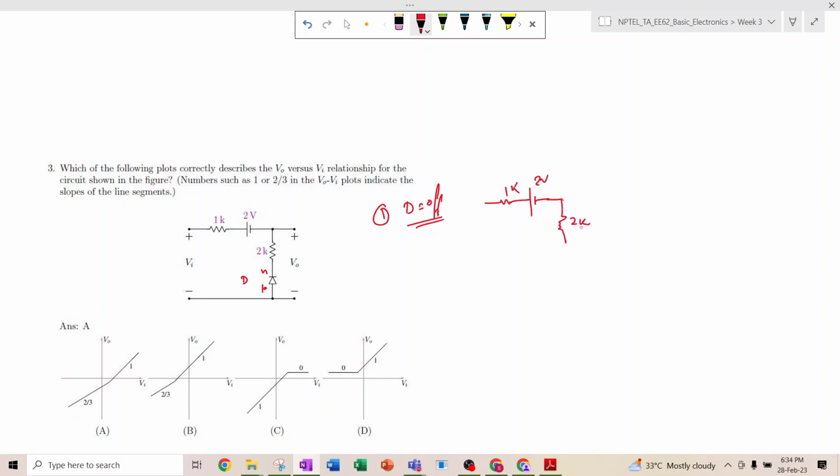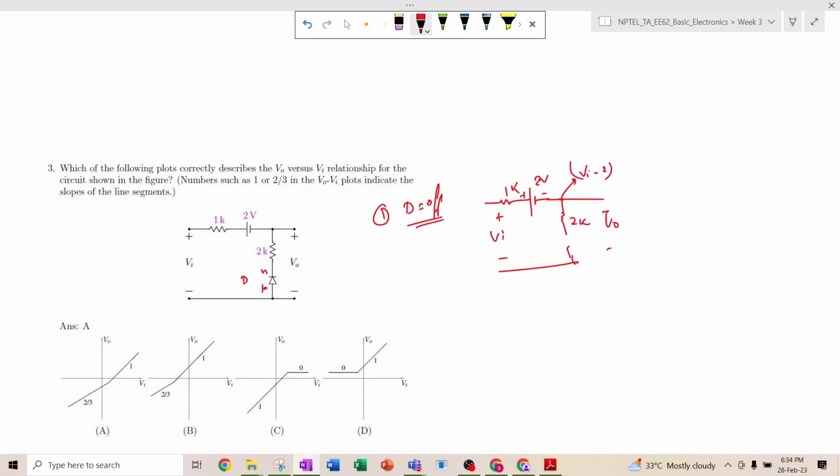This is 2K. Sorry, in the off case, here will be the 2K, and here the diode will be off, and here will be the VO. Similarly here it will be the VI, so plus minus. So here it will be VI minus 2.